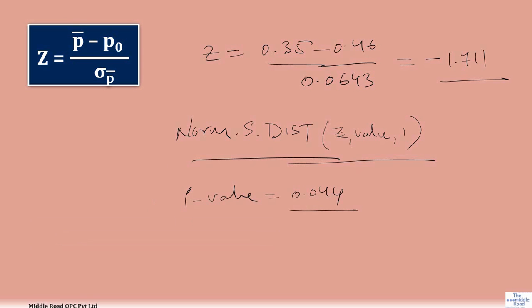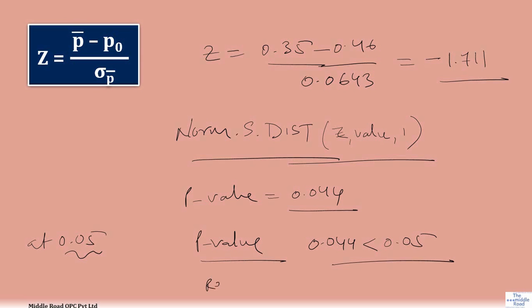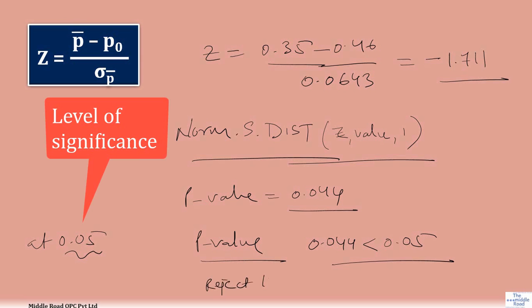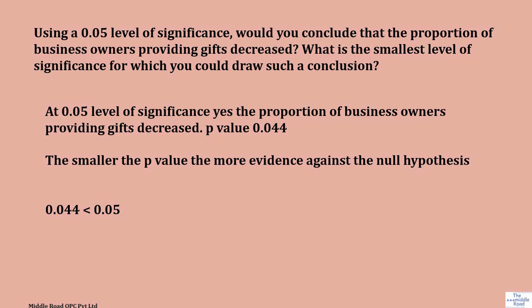Now the p-value is 0.044. The p-value is the smallest level of significance at which you can reject the null hypothesis. Compare it with the 0.05 level of significance, which is 5%, which I talked about. Now the p-value is less than 0.05, so you can reject the null.